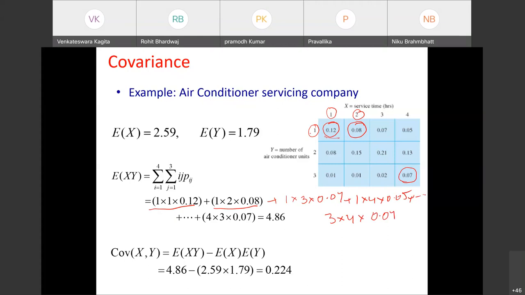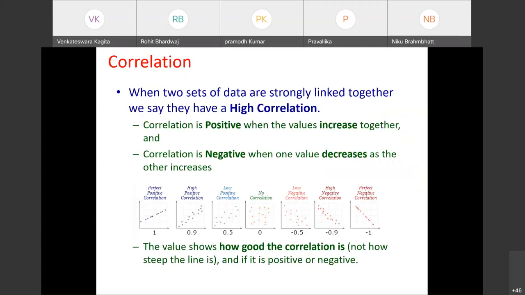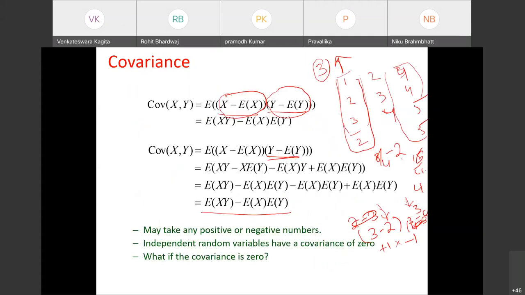We have got expectation of XY. And we already know expectation of X and expectation of Y, which we computed earlier, right? So if you substitute that, this is the covariance, 0.224. So there is some covariance between these two variables. So next is correlation. Remember, it can take any positive value and any negative value.